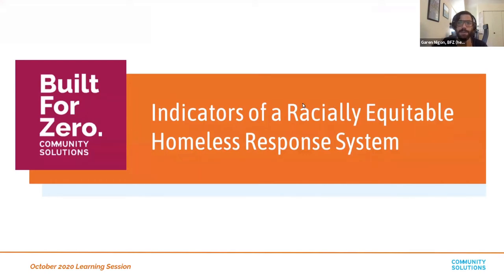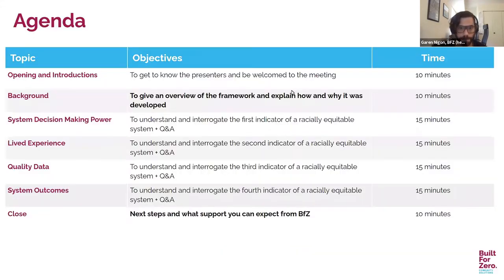Okay, so now I'm gonna roll us right into this first session. We're gonna walk through with you all some indicators of a racially equitable homeless response system. We'll start with some context. If you go on to the next slide. Yeah, so this is what we're gonna be working through.